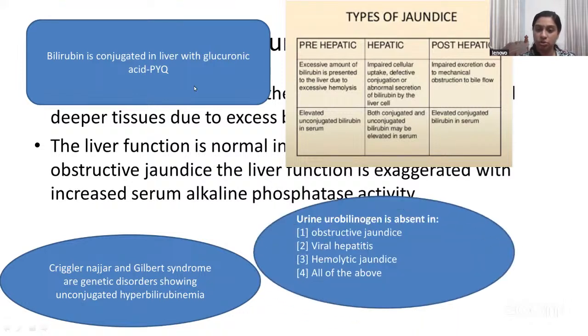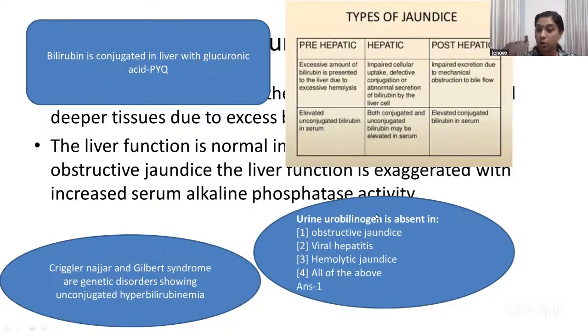Okay. So another question is, urobilinogen is absent in which type of jaundice? Okay. The options are obstructive jaundice, viral hepatitis, hemolytic jaundice, all of the above. So what's the answer here?